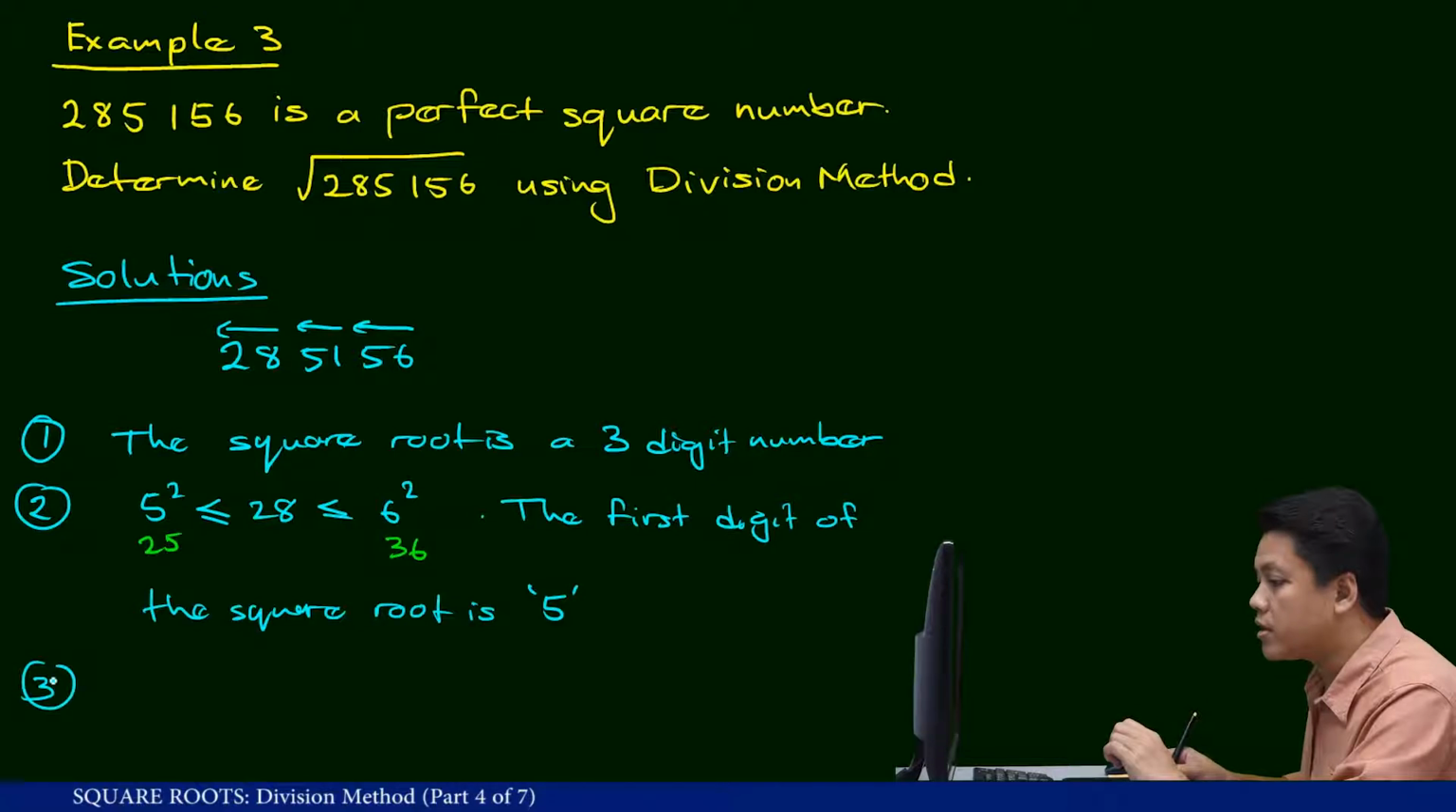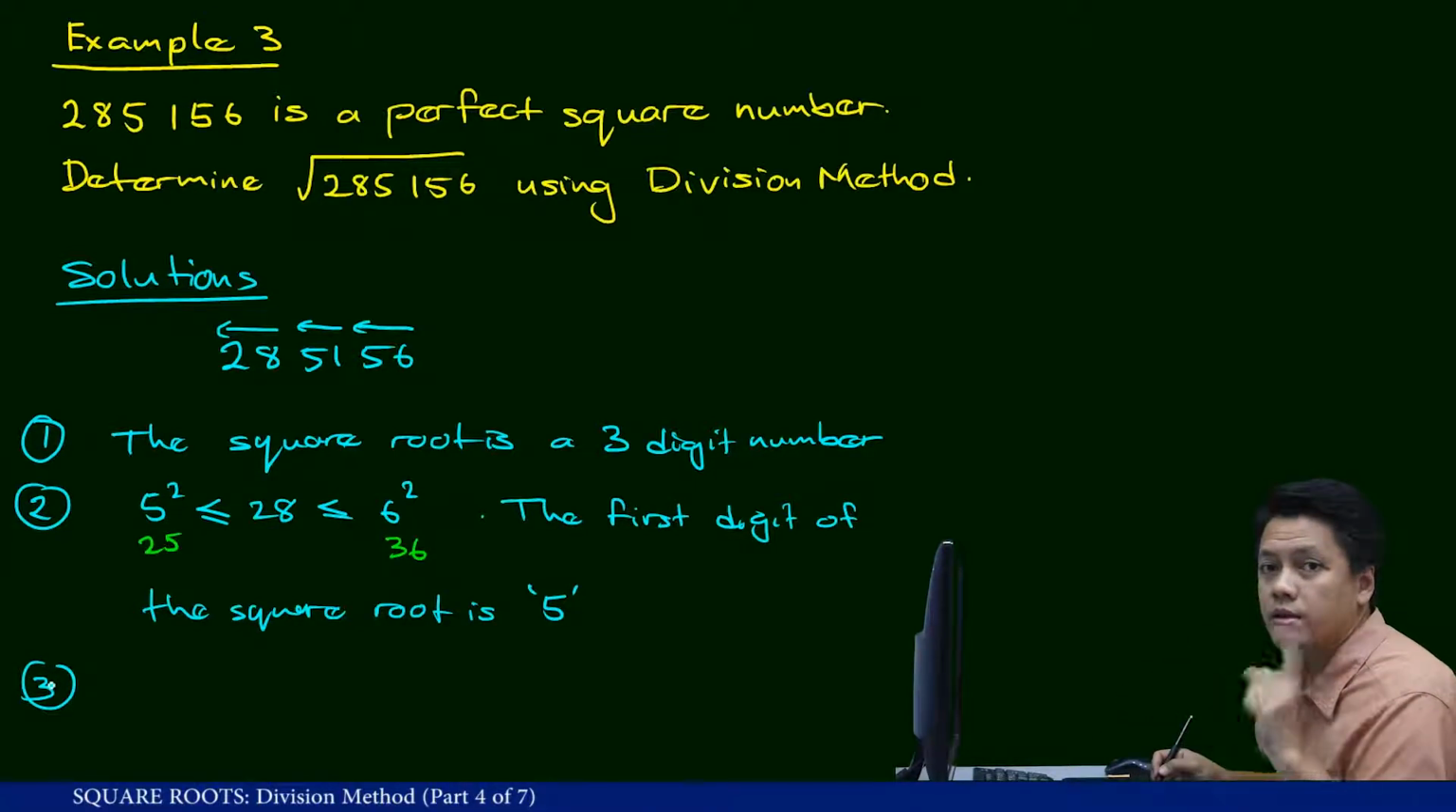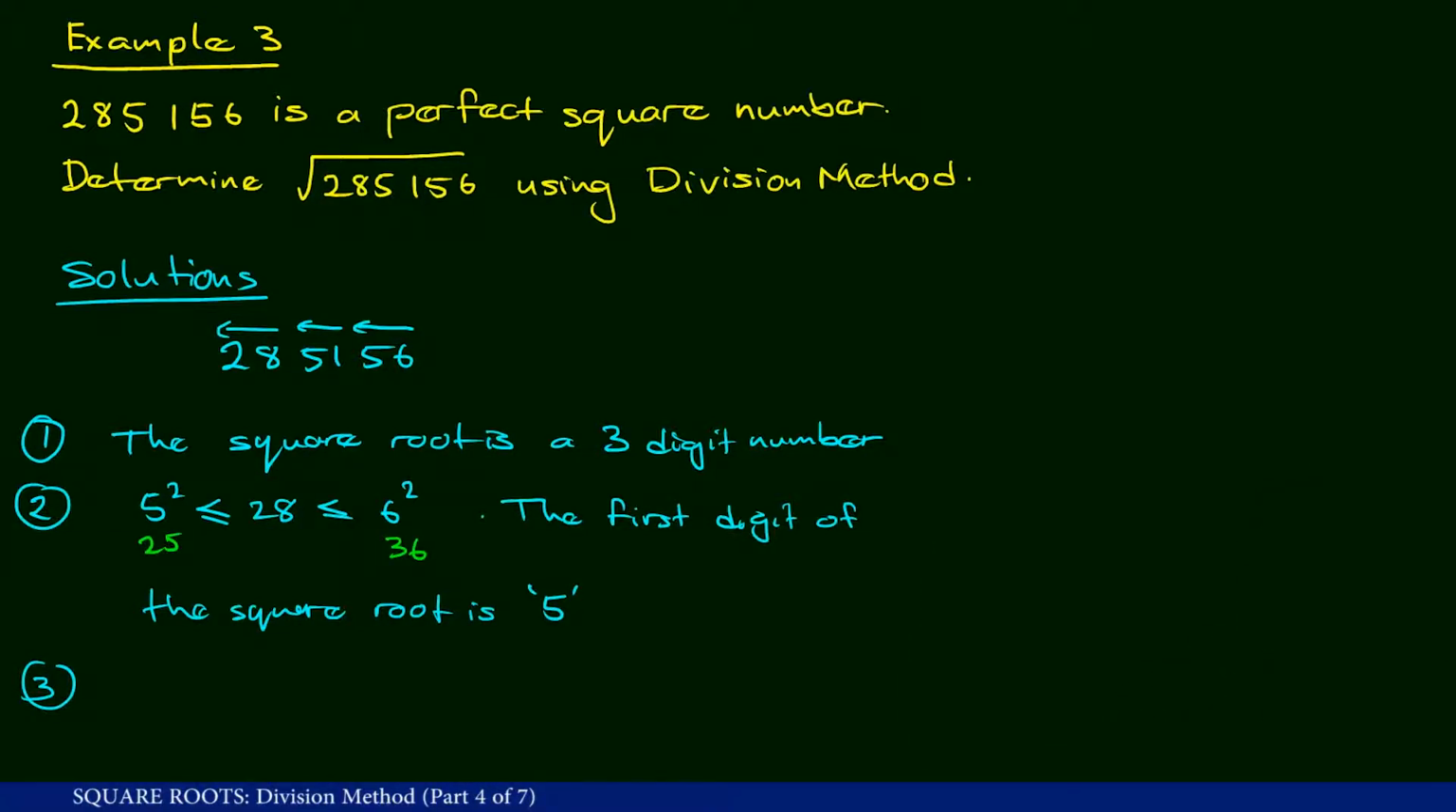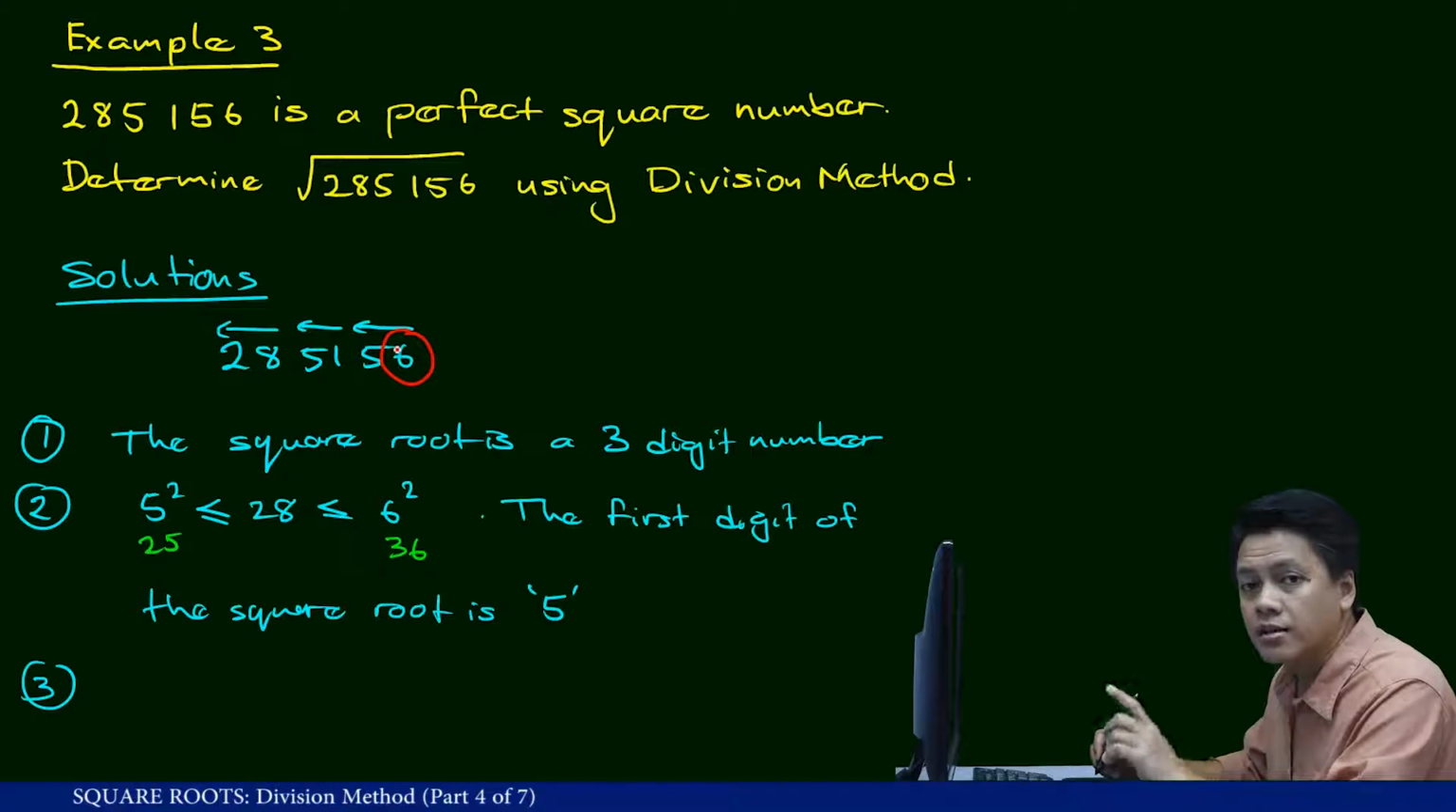So what is the third clue? The third clue, please take a look at the last digit, 6. What does it tell us? That means the last digit of the square root must be either 4 or 6.